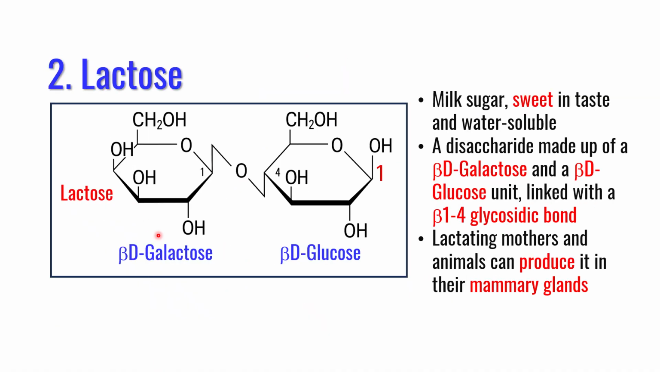So let us discuss lactose. It is called milk sugar because it is present only in the milk. It is sweet in taste and water soluble. It is a disaccharide made up of two monosaccharide units including beta D galactose and beta D glucose. These monosaccharides are connected with a bond known as beta 1,4 glycosidic bond. The bond is formed by interaction between aldehyde group at carbon 1 of beta D galactose and OH group of carbon 4 in beta D glucose.